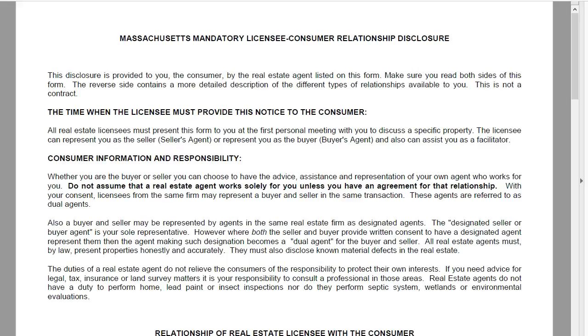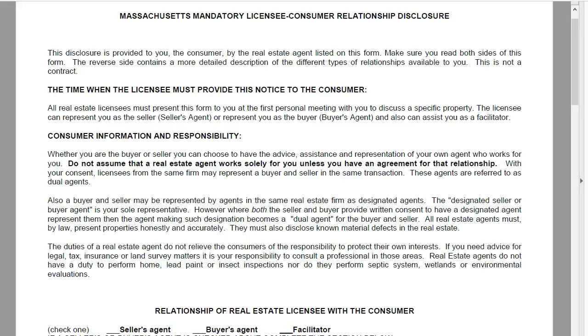The reverse side, which we're going to get to, contains a more detailed description of the different types of relationships available to you. This is not a contract. You're going to get that question all the time, and I like it when my agency has actually put it right on the form. I've seen other agencies do it. They write, this is not a contract, because people ask that question all the time.